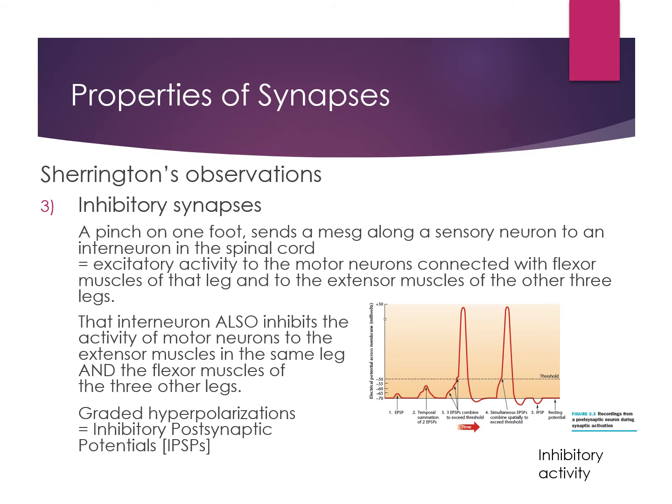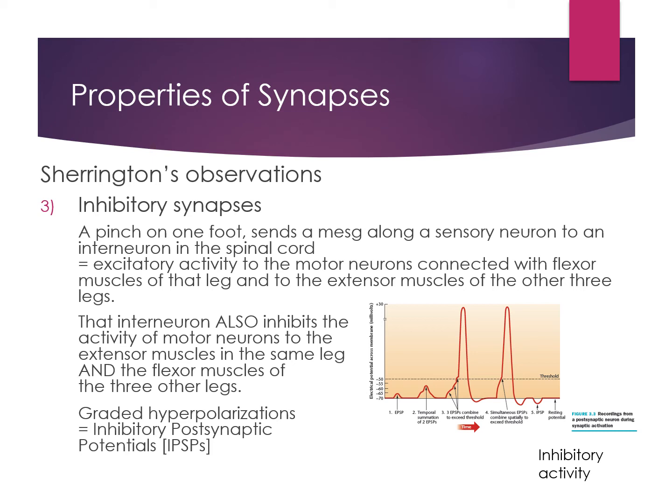If you remember the third observation, Sherrington's third observation was that as one set of muscles was excited, another set of muscles was relaxed. Okay, so he inferred this from a pinch on one foot, sending a message along a sensory neuron to an interneuron in the spinal cord.